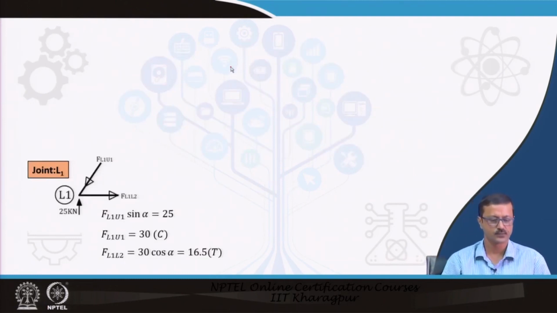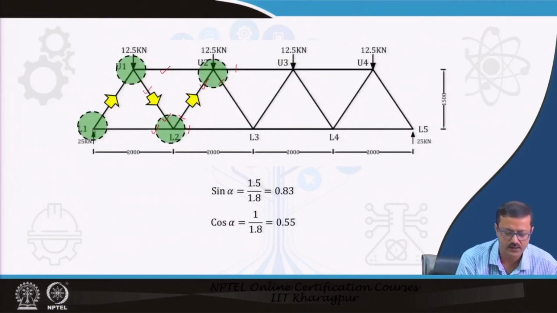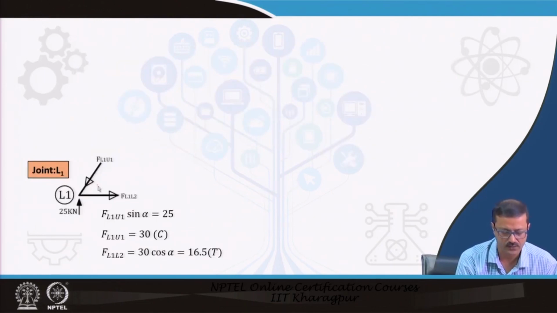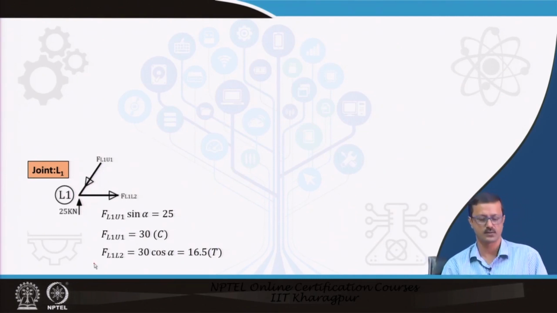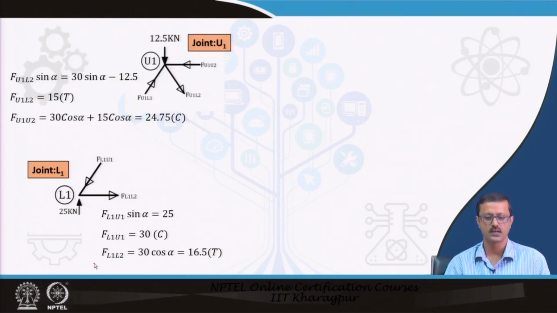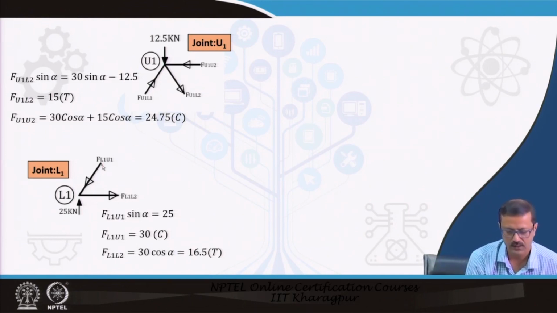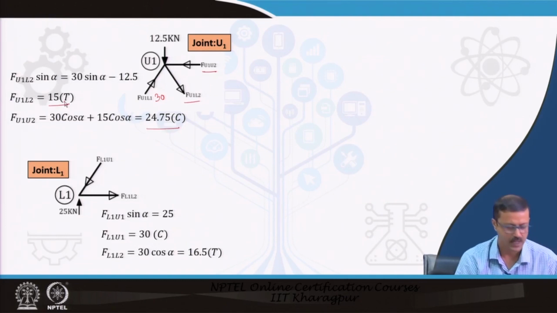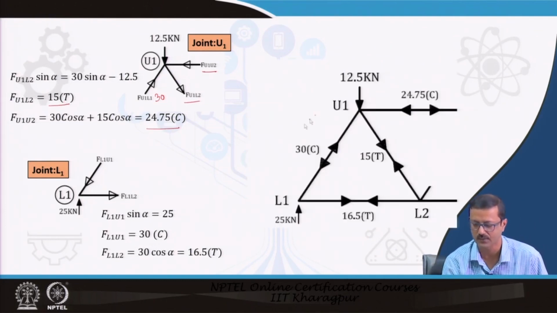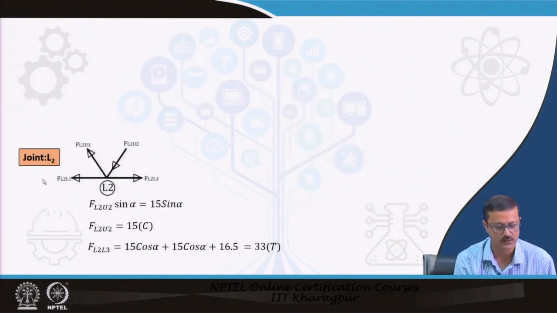If I take the first joint, if you look into the first joint, these two forces are having a force of 25, and I assume that these are the directions of the forces. So you use the sigma Fx equal to 0 and sigma Fy equal to 0 equations, and you can find out the forces. You can find out the forces for the next joint U1 also, because this force L1 U1 is now 30, known to you. These two are the unknowns, and you can find out these two values, and then go to the joint L2. These two values are known to you now, so you can find out these two values.